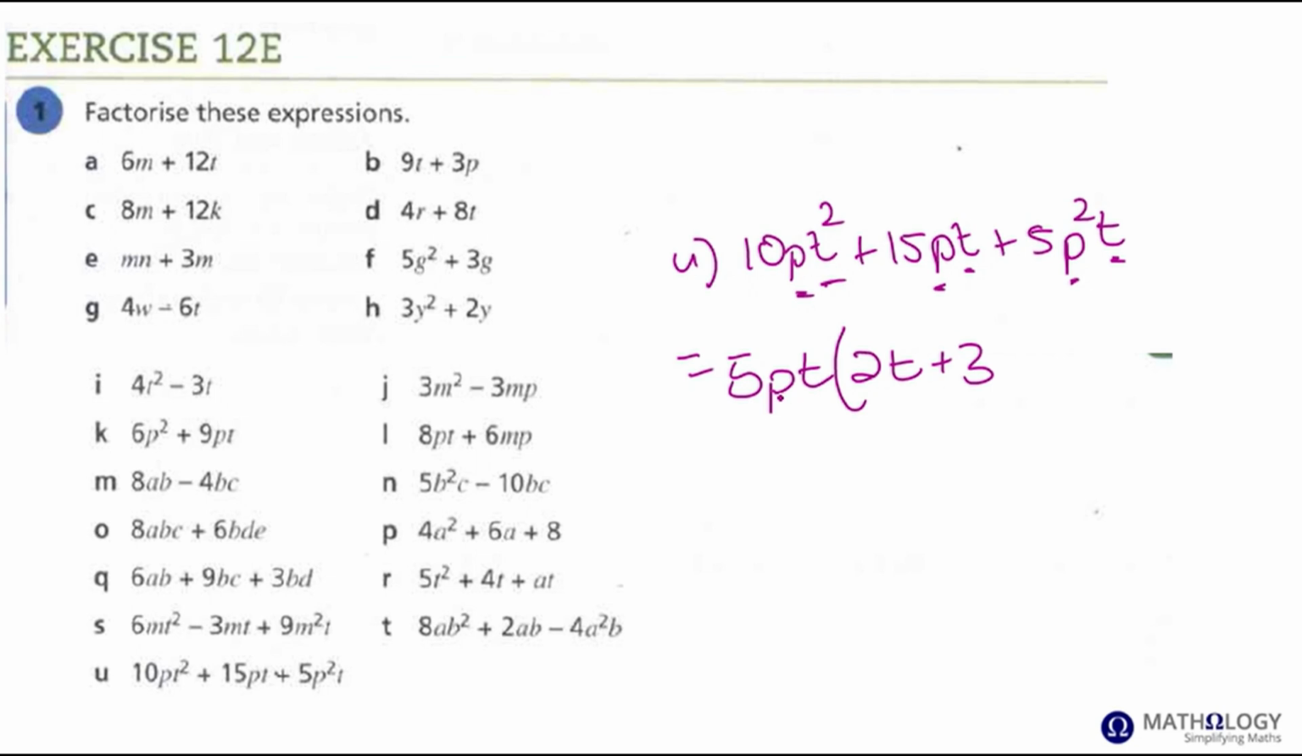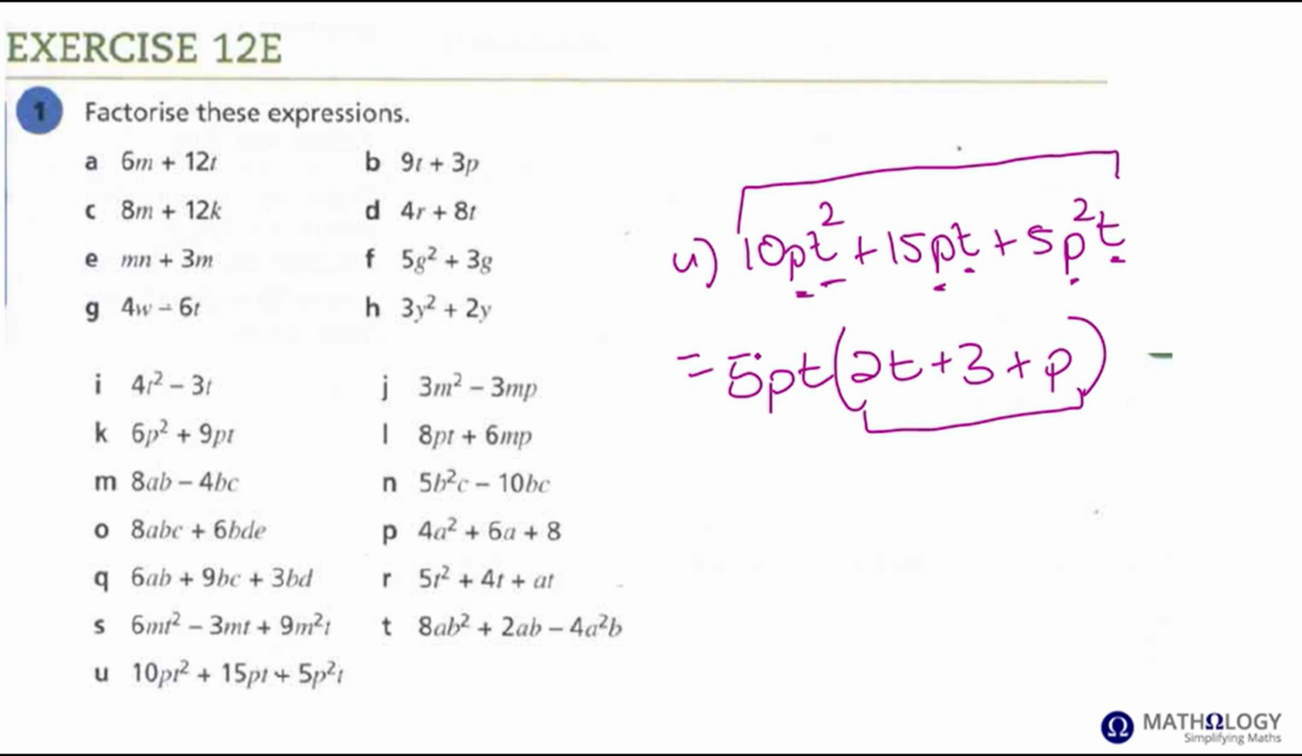P divided by p equals 1. T divided by t equals 1. Plus 5 divided by 5 equals 1. P squared divided by p equals p. And t divided by t equals 1. Again, check. We have 3 terms in the factorized bracket. We have 3 terms as in the original expression.